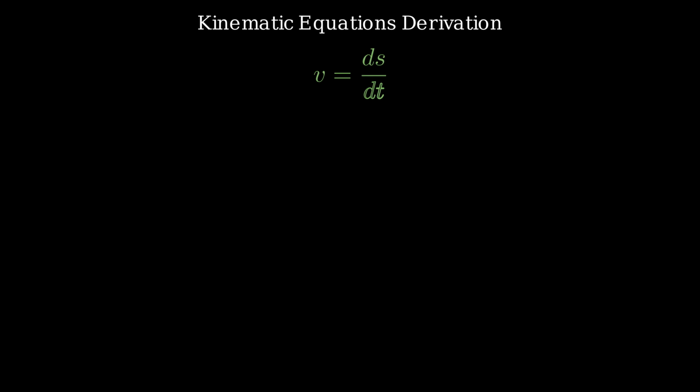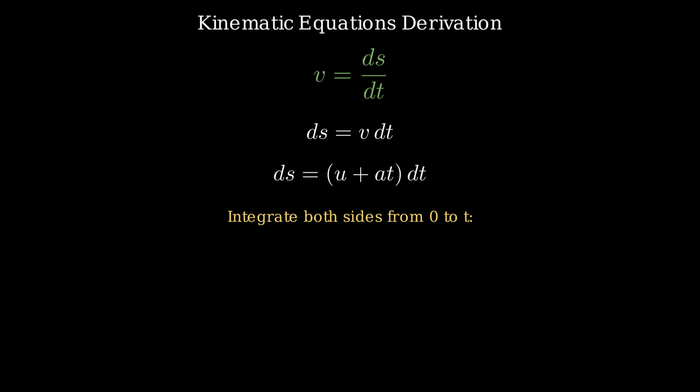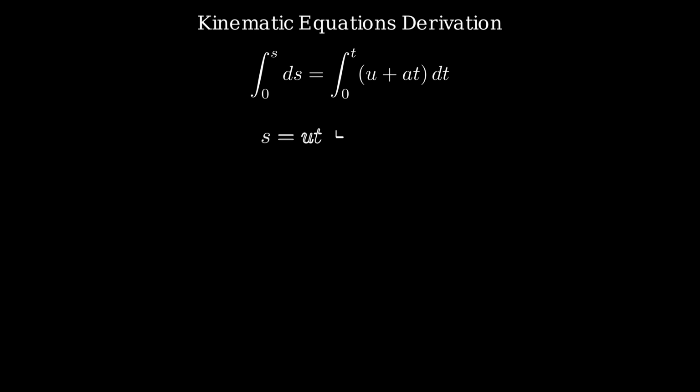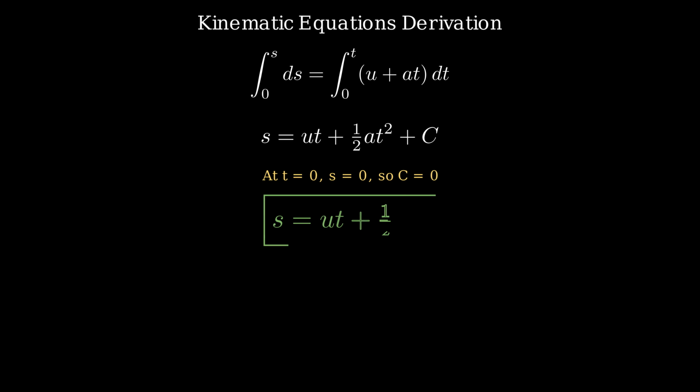Next, we use the fact that velocity is the derivative of displacement. So displacement s equals the integral of velocity with respect to time. Integrating, we get s equals ut plus 1/2 at squared. This is our second kinematic equation.